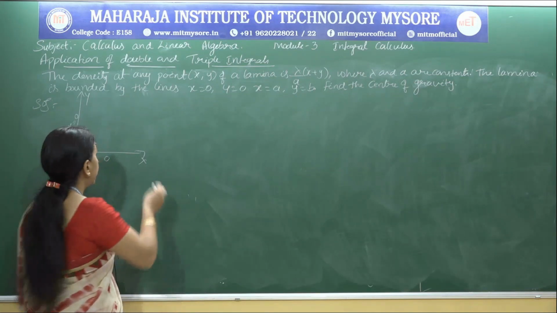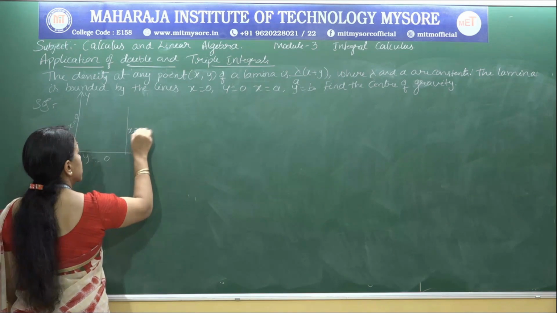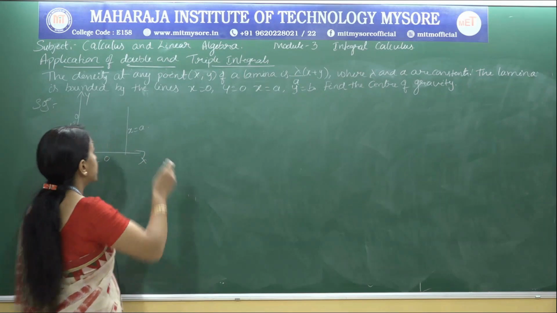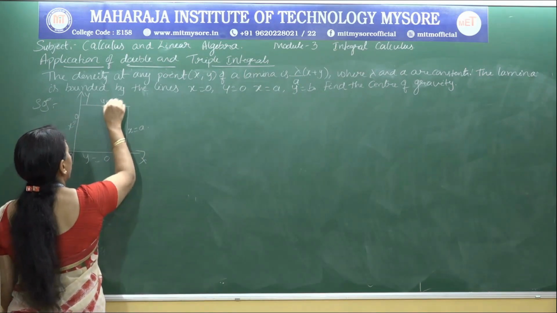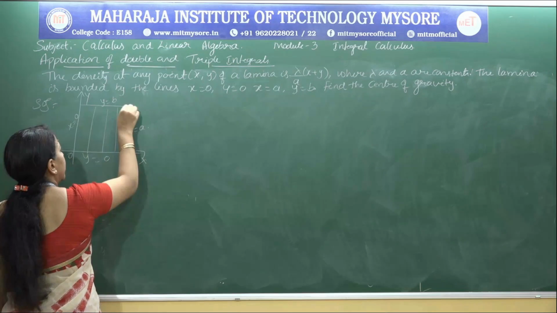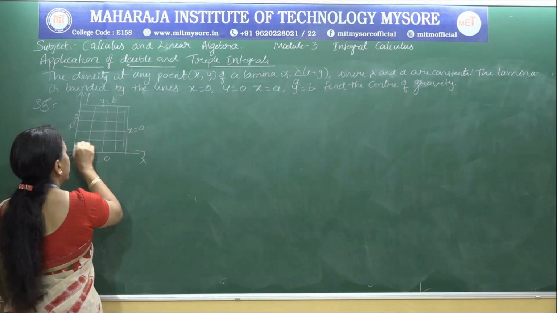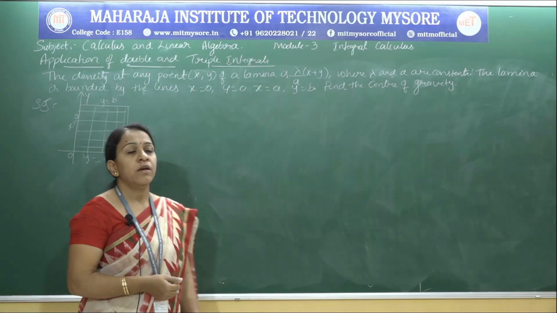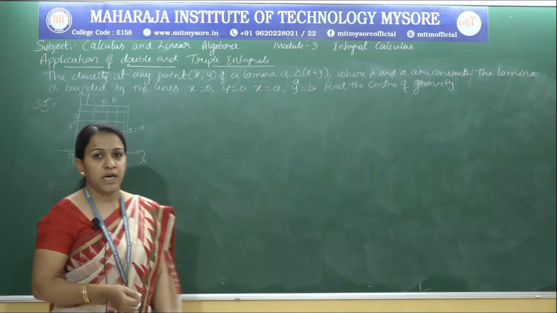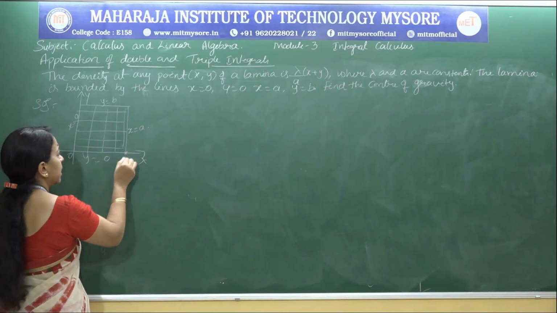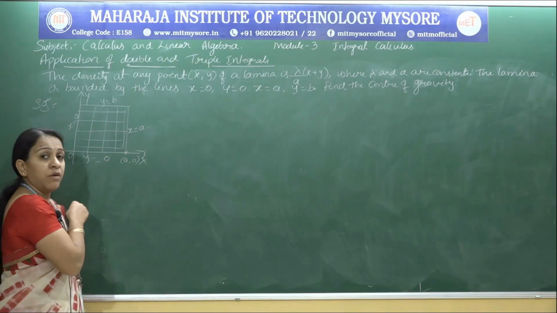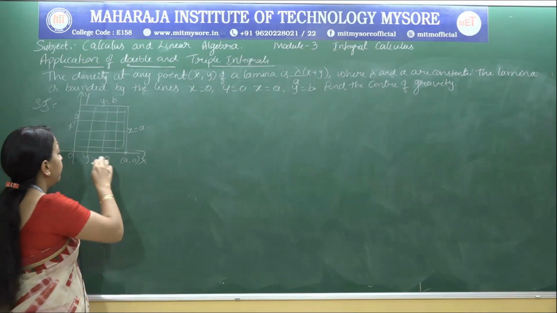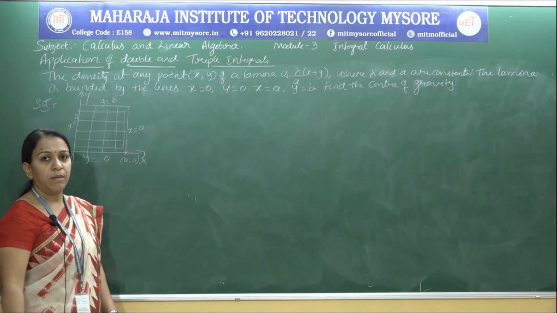X equal to a is a line parallel to the y axis, and y equal to b is the line parallel to the x axis. So this is our line y equal to b. So this is the required region or the area where we should find the center of gravity. So we should get the limit of x. From the figure we can say that this is the point (a, 0). From the figure we can say x varies from 0 to a and y varies from 0 to b.